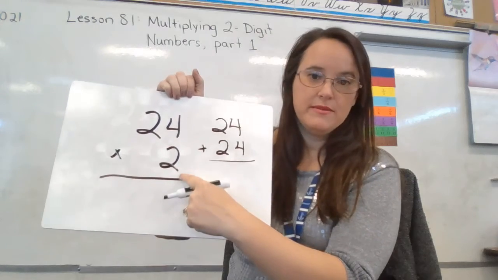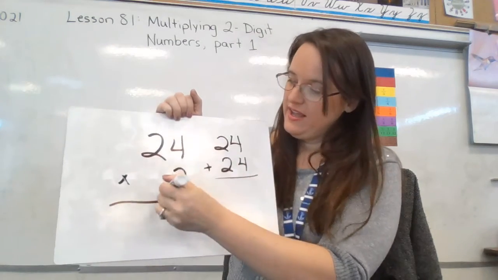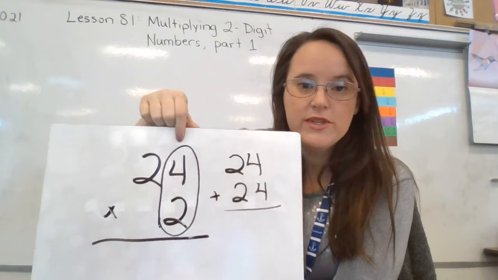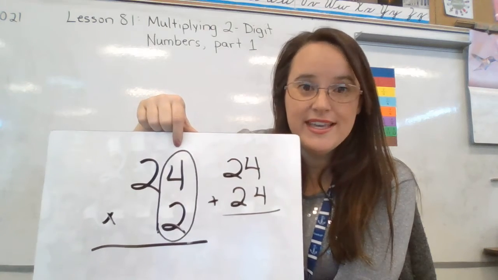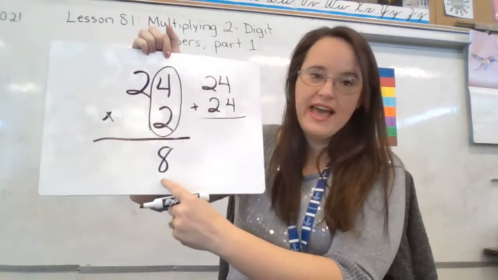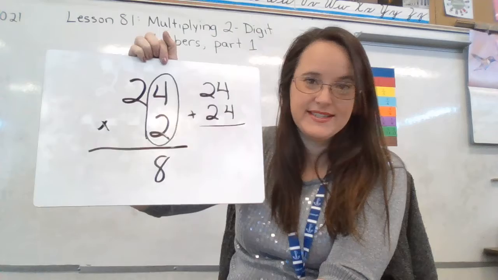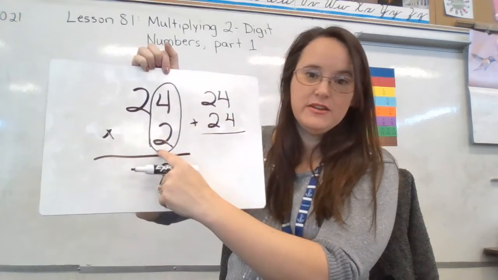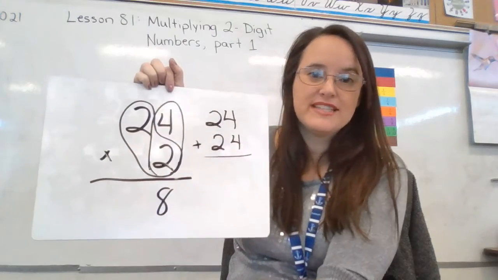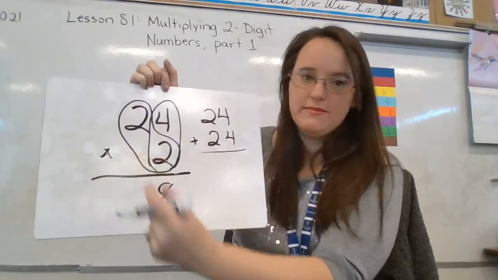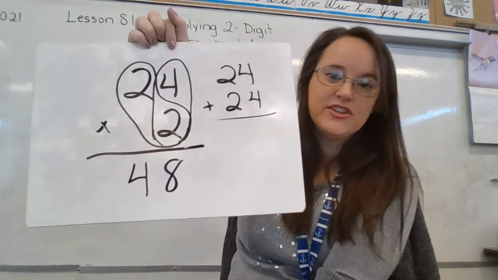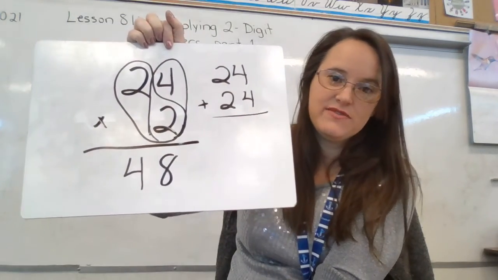So we start with our bottom number and our ones digit. And I like to circle these when I'm teaching this so that you can see what I'm talking about. We start with those two numbers and we multiply. What is 4 times 2? 4 times 2 is 8, so we write that number down here in the ones place. Then we still are multiplying 2, but now we do 2 times our tens. So we have 2 times 2, that gives us 4 tens, and so we put that answer in the tens place, and our answer is 48.